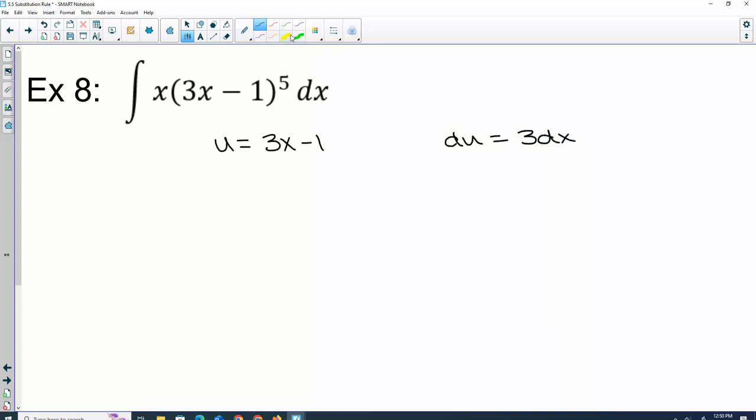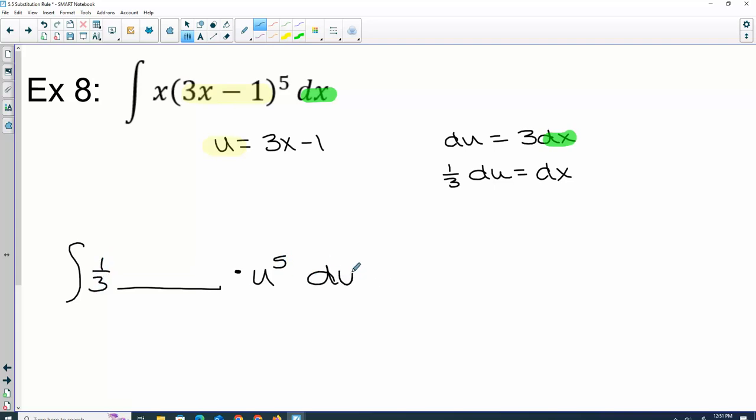Okay, so let's look. The 3x minus 1 would replace my u. My dx, okay, I don't need that 3, so that's 1/3, but did that take care of everything? No, we have an x. We can't include it over on the du part. We can't change that. So what we currently have in the integral, we have to replace x with something, but we haven't decided what yet. We have a u to the 5th, and then we have a 1/3 du. Agreed?